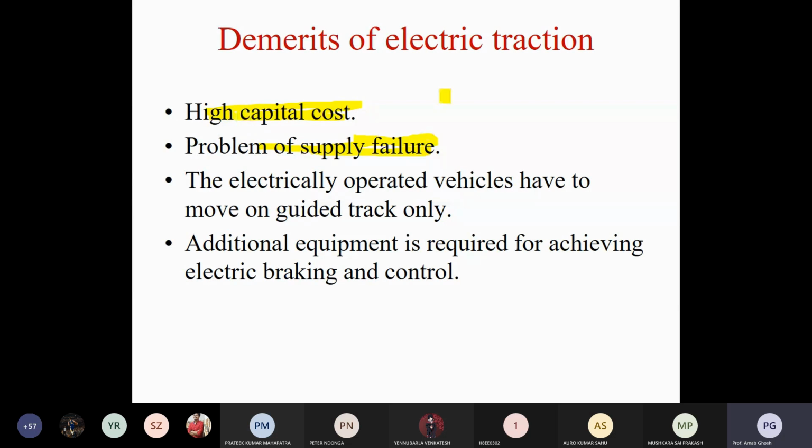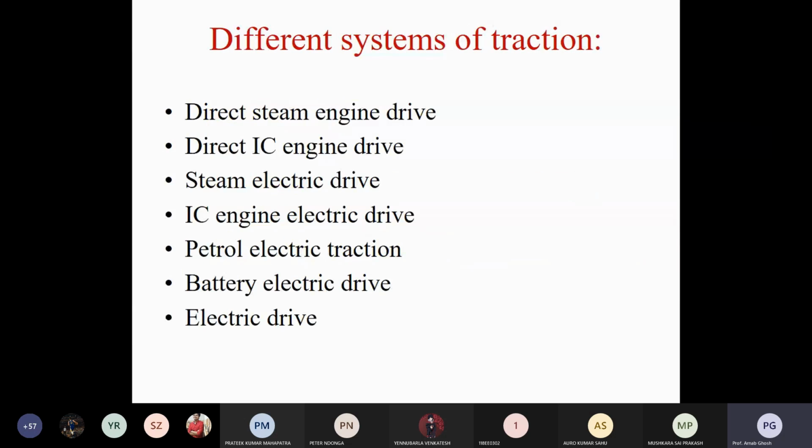Then electrically operated vehicles have to move on a guided track only. Additional equipment is required for achieving electric braking and control. Mechanical braking will also be there. In braking, there is electrical braking, then mechanical braking, and the motor control. So now the different systems of traction.